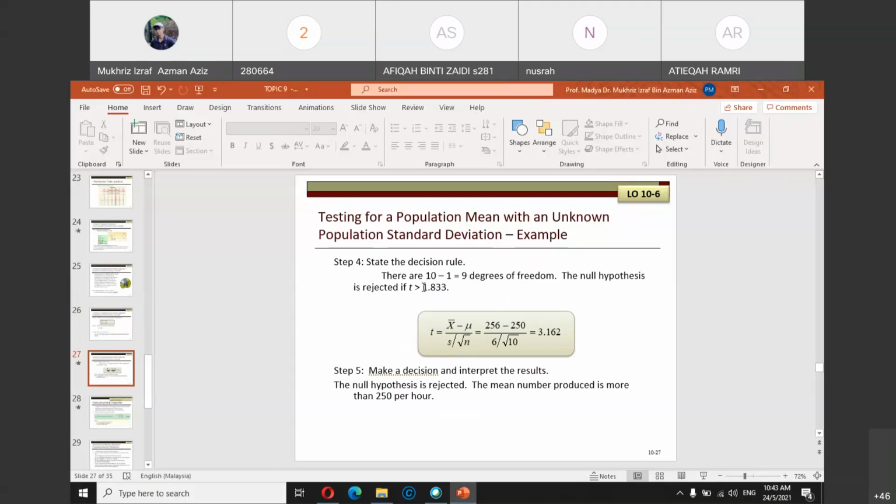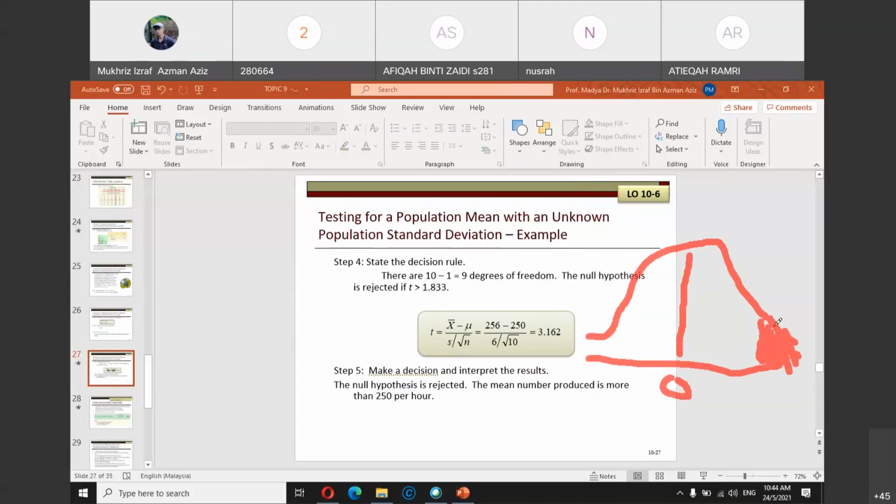Of course in this slide here, they don't show you the area of rejection. So if you were to answer this question, you need to show where the area of rejection is, which will be a one tail test on the right.